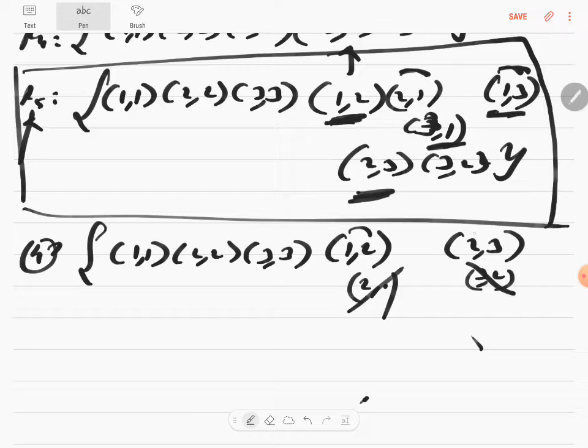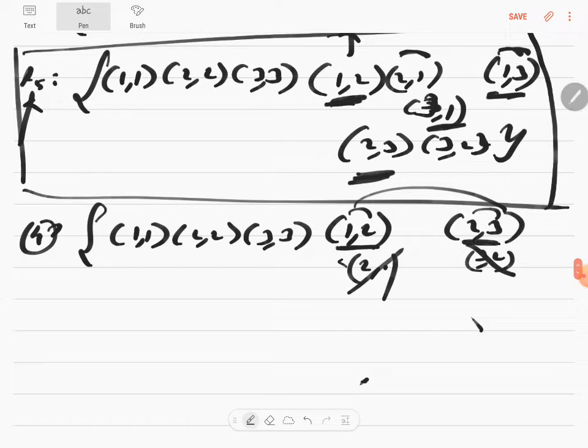So (1,2) and (2,3) means you need (1,3). The question says (1,2) and (2,3) are compulsorily there, so I have just written what is in the question. If it should not be symmetric, then I should not write a (2,1), I should not write a (3,2). But it has got to be transitive.